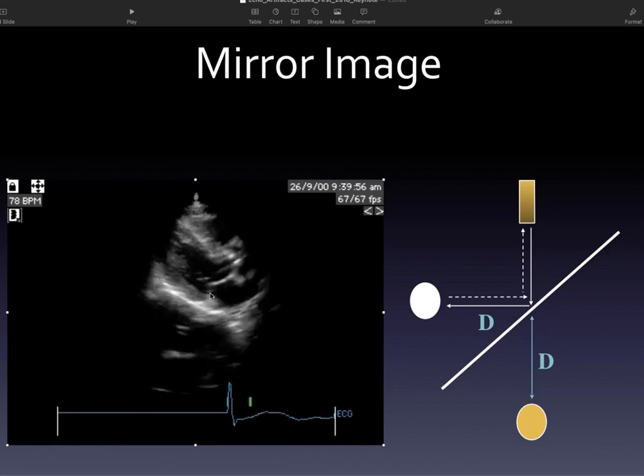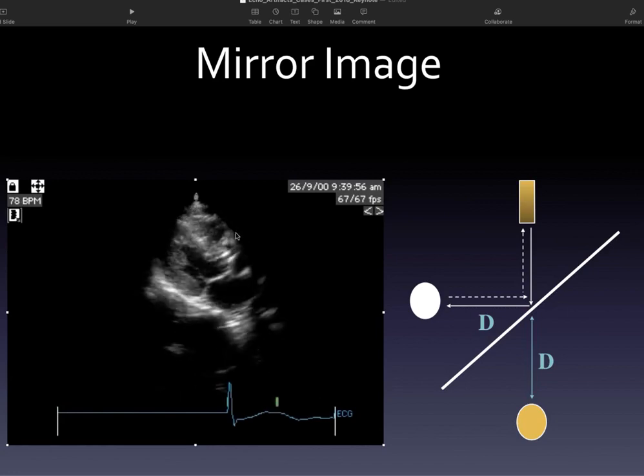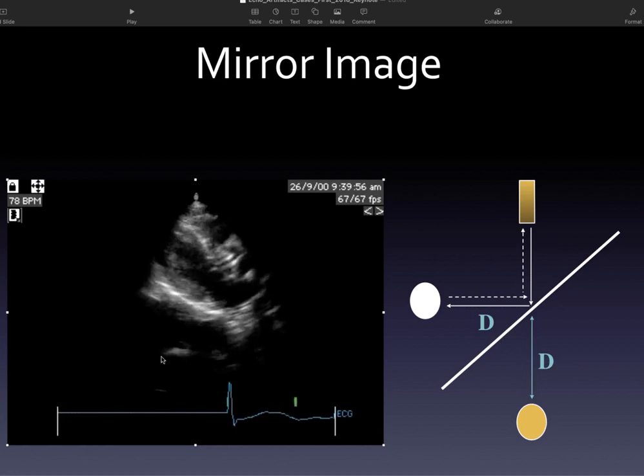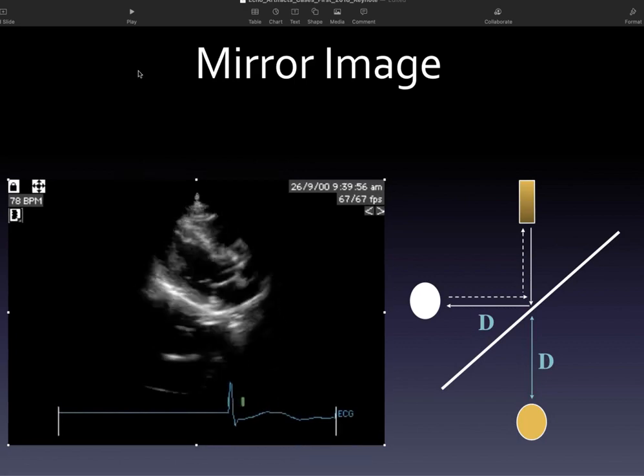The septum here, that's the septum down here. You get a mitral valve opening and closing. You got a mitral valve opening and closing right here. Okay, so that's one type of mirror artifact image we commonly see every single day.